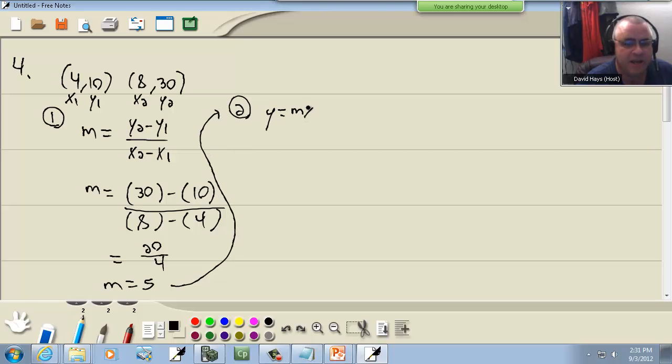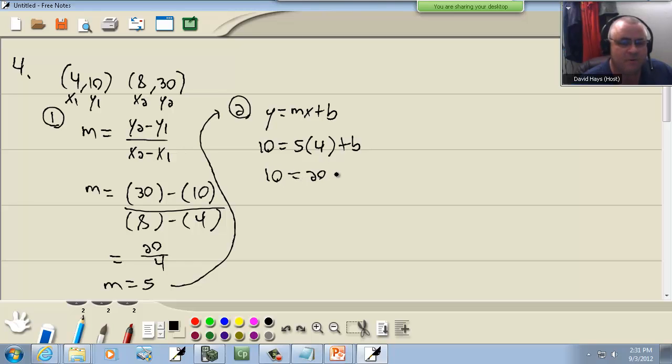Step 2 hasn't changed. It says plug in the given point for x and y and the m we just found. Solve for b. Well, we got 2 points. What you do is you pick one, whichever one looks easier to you. Weird as it seems, they'll both give you the same answer. I'll plug in 4 and 10. So put 10 in for y. M from step 1 we said was 5. And then x is 4 plus b.